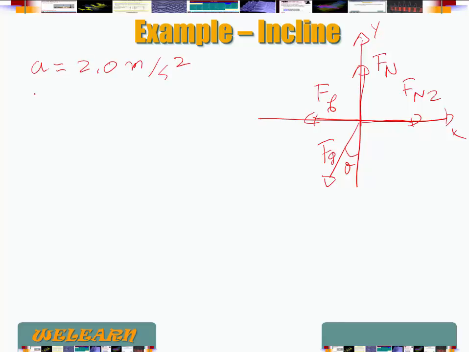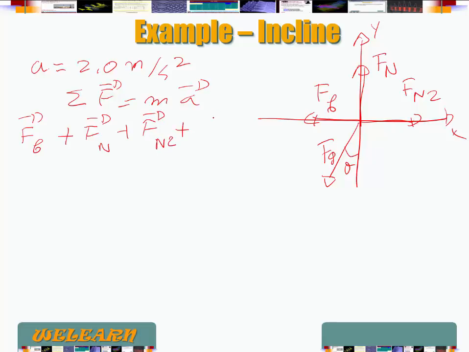Writing Newton's second law of motion, sum of all these forces is equal to ma. In this case, that's going to be friction force plus Fn plus Fn2 plus Fg is equal to m, which is the mass 2, times A.